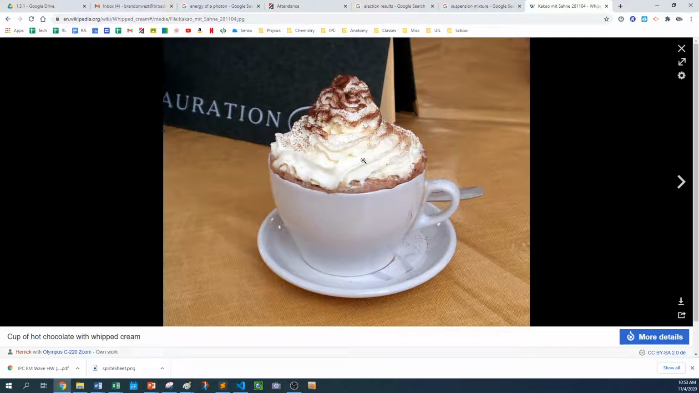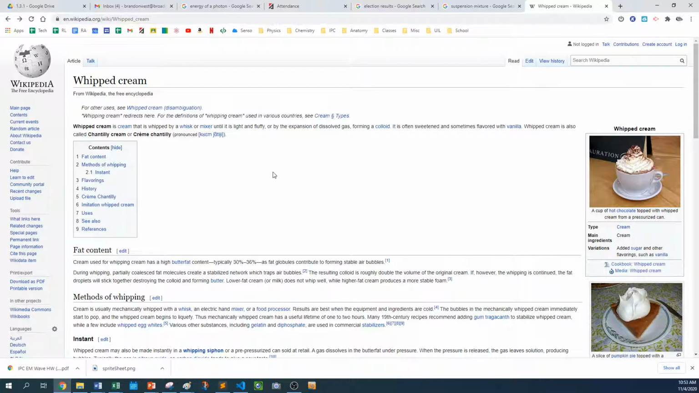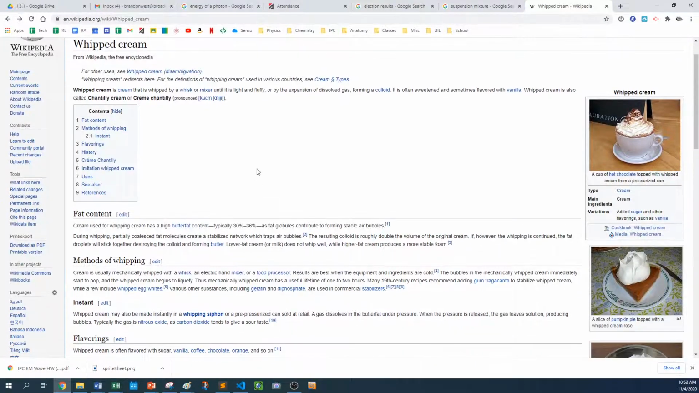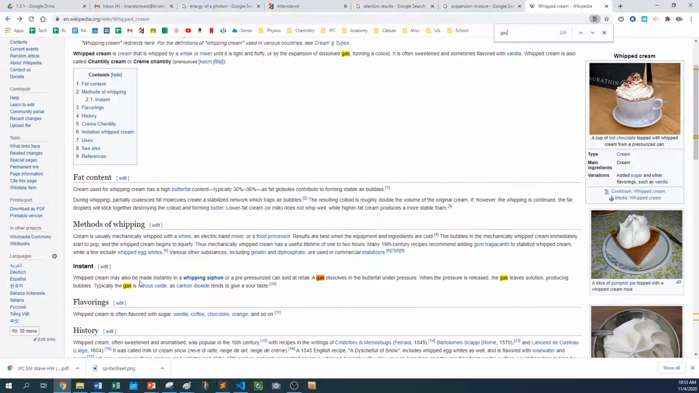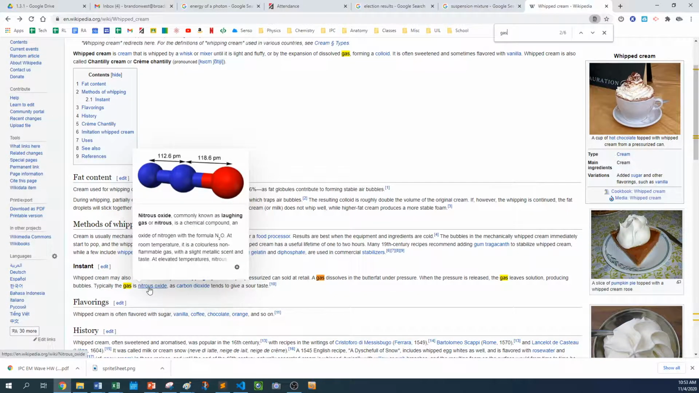And so what happens is when you spray it, you have a high pressure of nitrogen, and that nitrogen, once it goes into lower pressure, will expand out. So whipped cream is little tiny bubbles of nitrogen. I think it's nitrogen. Let's see. Where's the gas? Nitrous oxide. That's it. Laughing gas.